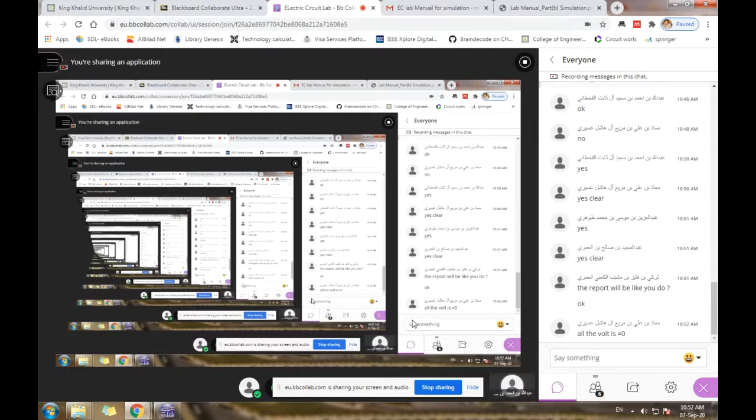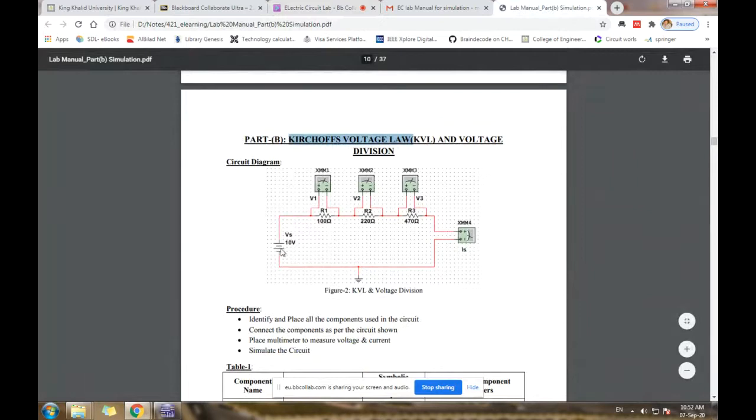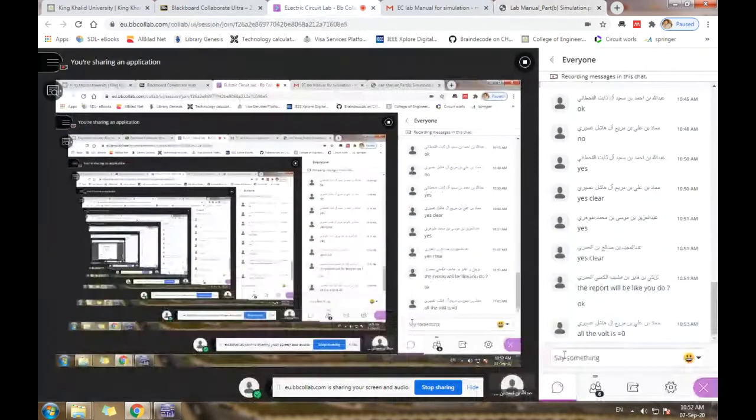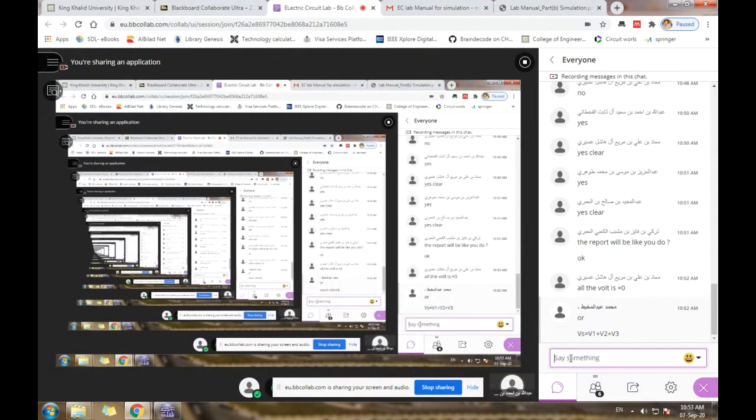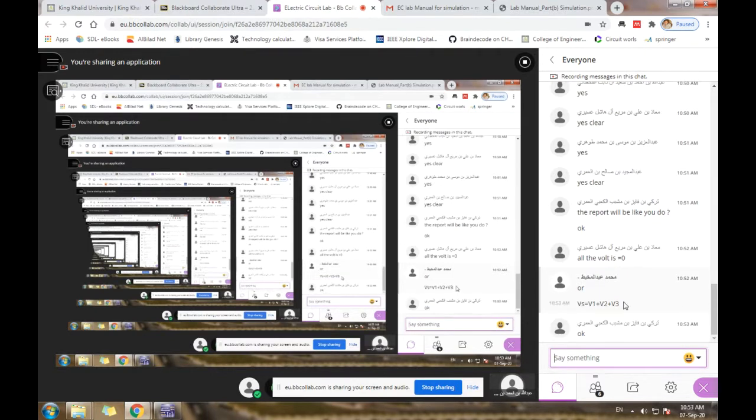Yes, the overall voltage is equal to zero. Or you can say another way: the total voltage. For example, the total voltage is 10. If we measure the voltages V1, V2, V3, the total voltage Vs should be equal to V1 plus V2 plus V3, right? So Vs is equal to V1 plus V2 plus V3.